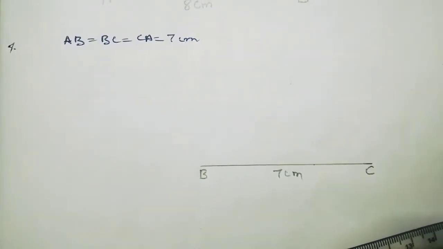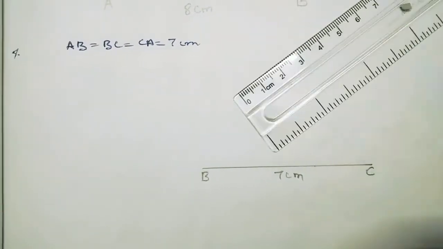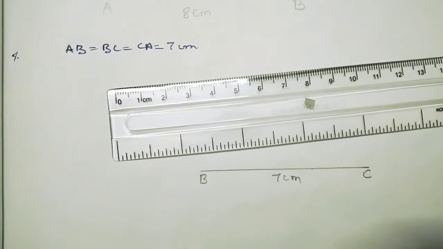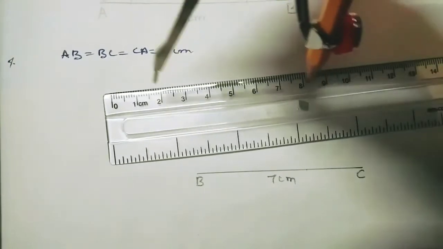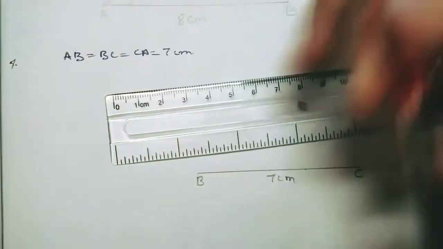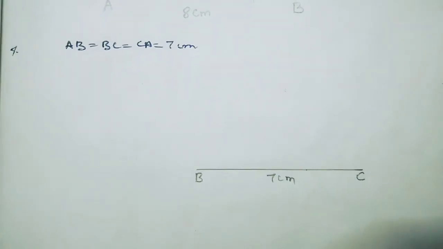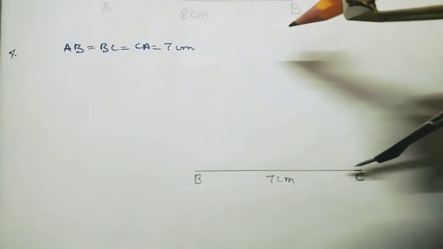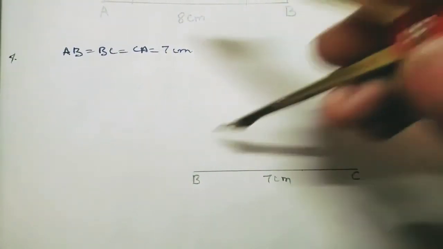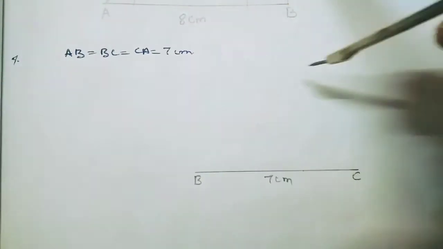Now I will construct using this scale. I will take the measurement of 7 centimeter from this scale. Like this I will take 7 centimeter and draw the other sides, taking 7 centimeter from here and taking 7 centimeter from here.